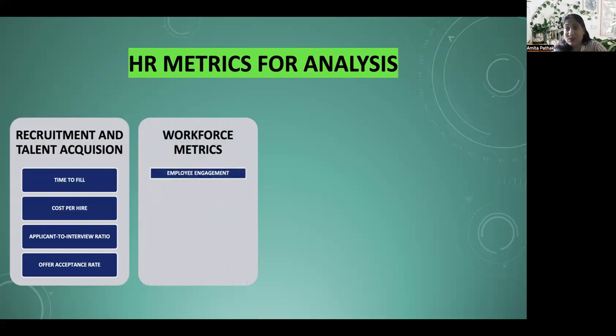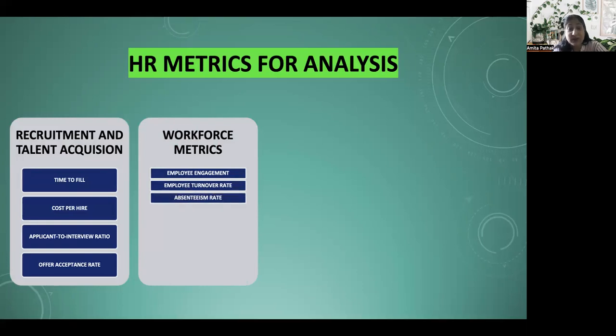Employee engagement. What's the employee engagement level of an organization? By understanding this metric, the company can understand whether it is required to enhance the employee engagement of the organization, or whether it is okay with this employee engagement ratio. Similarly, we have the employee turnover rate. What's the turnover rate? How many employees are leaving?